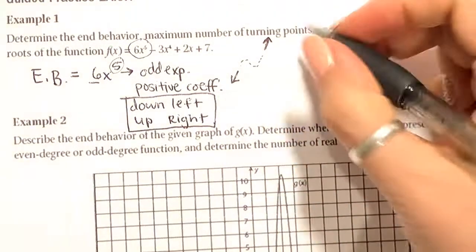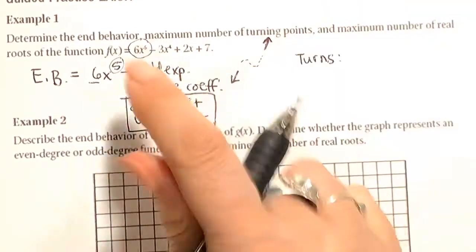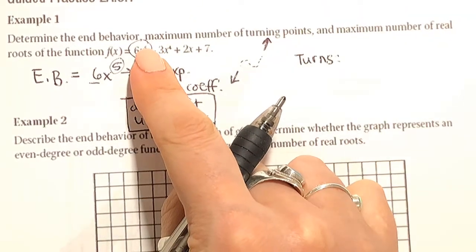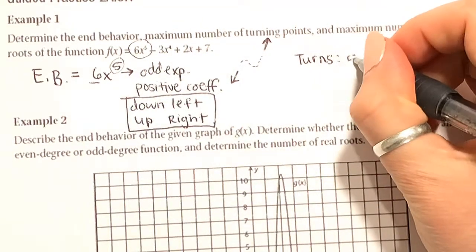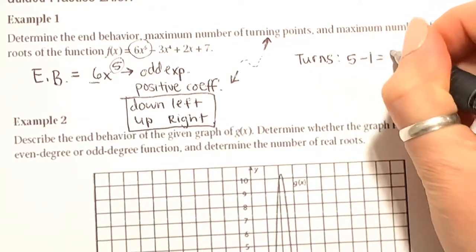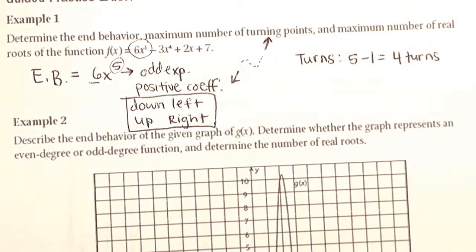Let's look at the turning points now. For our turns, you're still going to be looking at that highest degree, but the trick to know how many turns you have is you just subtract 1. So I'm going to do 5 subtract 1, which is 4. So there's up to 4 turns. Remember, that's just a max number, so there really could be 3 or 2 or 1 or 0 turns.